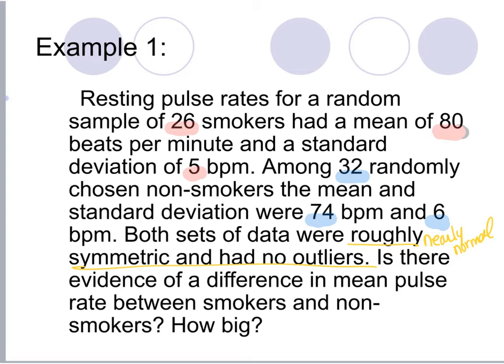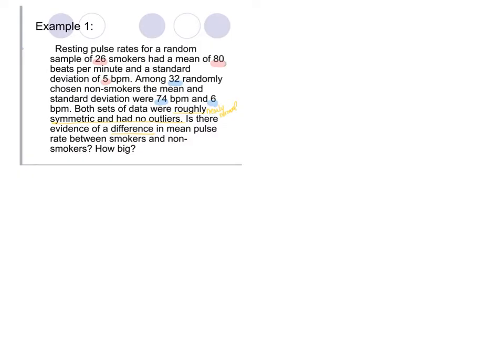Is there evidence of a difference in the mean pulse rate between the smokers and non-smokers? Evidence of a difference tells us that our alternative hypothesis is going to be not equal to. So we're going to write our hypotheses. Our null hypothesis is that the mean of the smokers minus the mean of the non-smokers is equal to 0. And the alternative hypothesis is that the mean for the smokers minus the mean for the non-smokers is not equal to 0, and it's not equal to because it just asked about a difference.